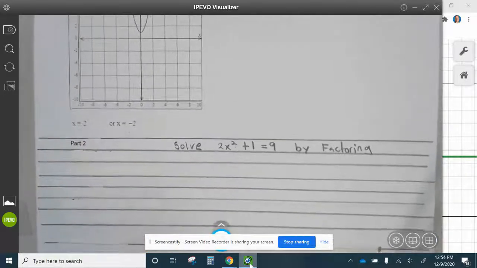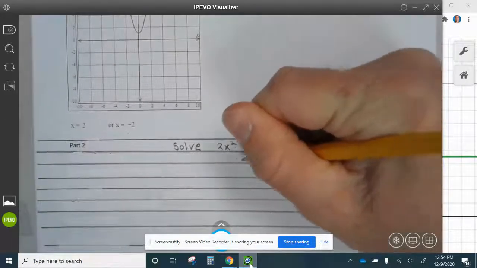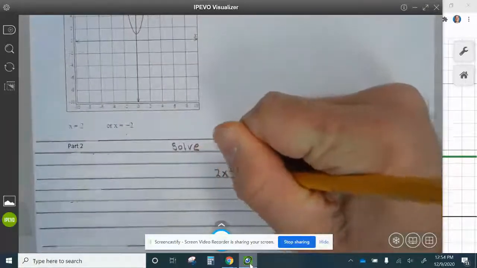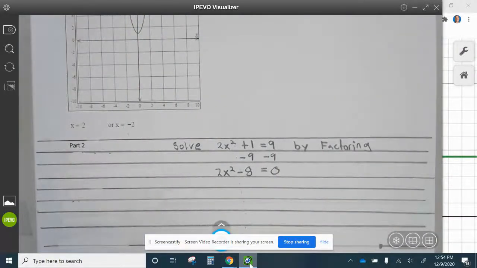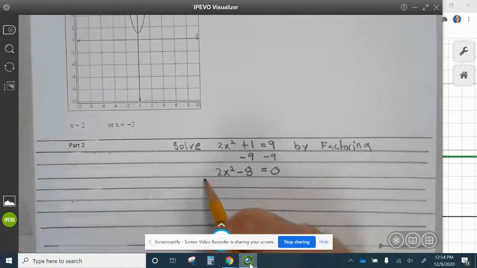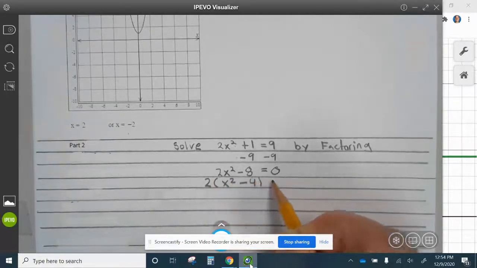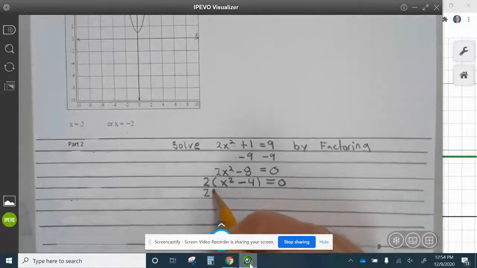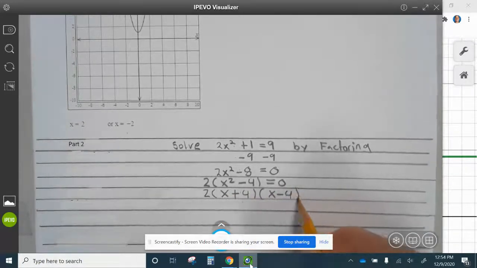All right, part 2, solve 2x squared plus 1 equals 9 by factoring. So we're going to subtract 9 from both sides. Okay, so then you have 2x squared minus 8 equals 0. Now, we can factor out a 2 from both terms, which leaves 2 times x squared minus 4 equal to 0. Now, x squared minus 4 is a difference of squares, so that factors to be 2 times x plus 4 times x minus 4 equal to 0.